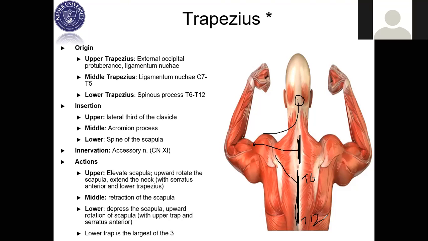They each have different actions. Upper trap, its main action is scapular elevation. The lower trap, its main action is scapular depression. The middle trap, its main action is scapular retraction. And the trapezius as a whole is innervated by cranial nerve number 11, which is the accessory nerve.